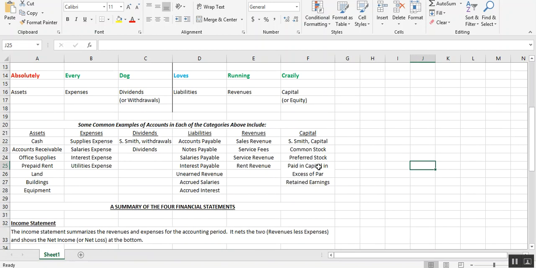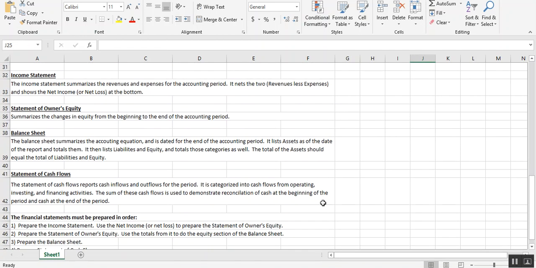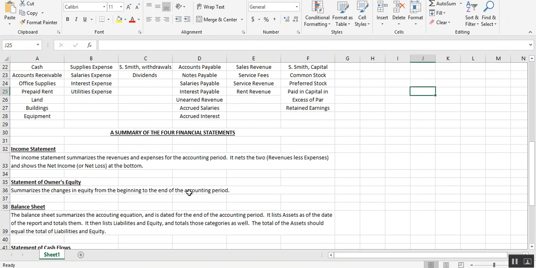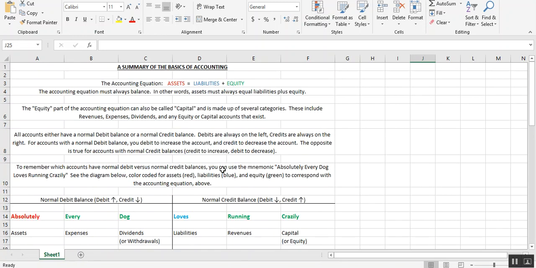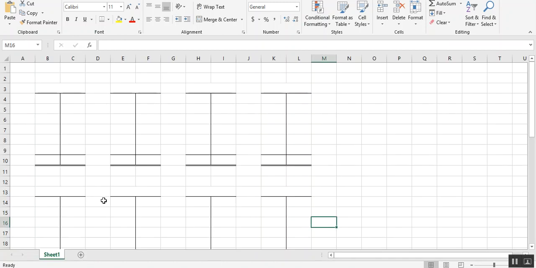So that might help you to remember. And then here are some common examples of each type of account. There's a summary of the financial statements. This is just real basic information that may help. So having said that, let me get rid of that.